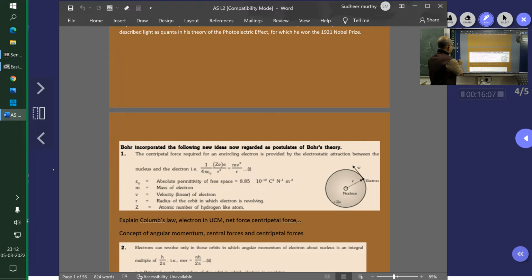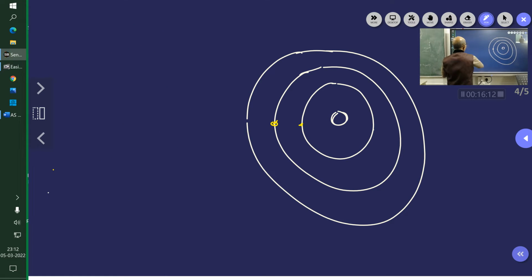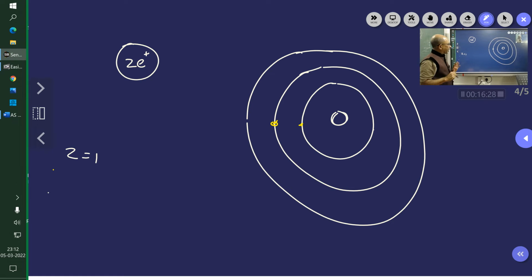And of course, all of us know the basic mechanics. Now you have the nucleus with charge ZE plus, and we are only going to consider the hydrogen atom, where Z is equal to 1. Niels Bohr has given a model for hydrogen-like atoms. What do we mean by hydrogen-like atom? If you take hydrogen, there is only one electron and one proton. If you take helium, there are 2 protons and 2 electrons.